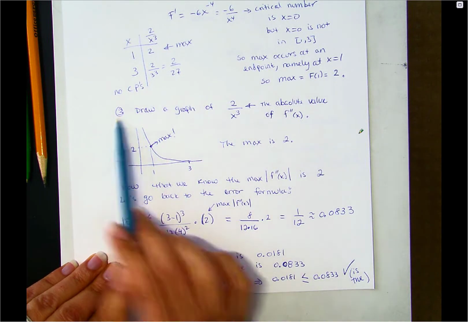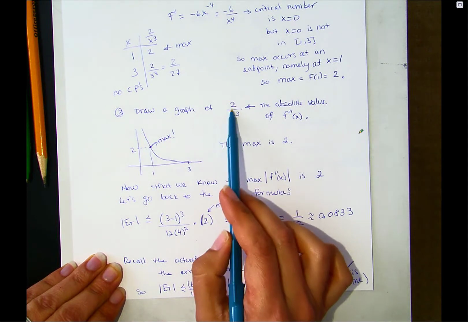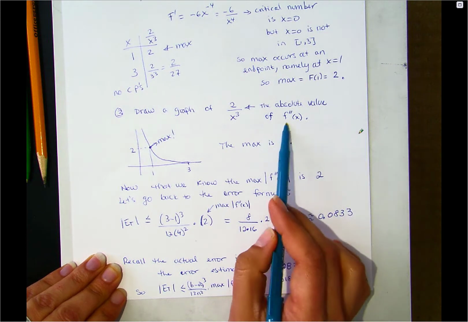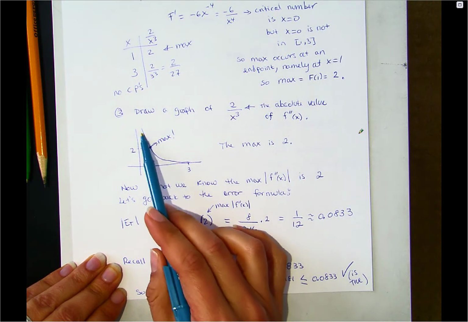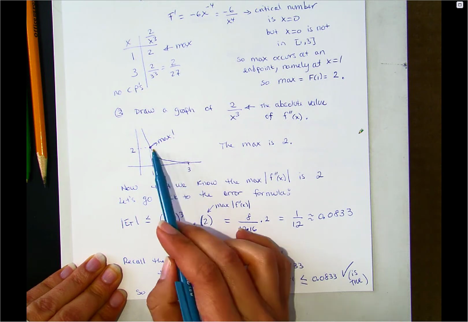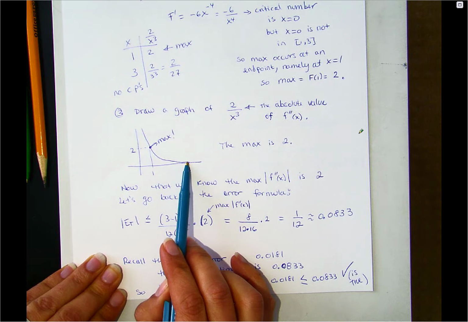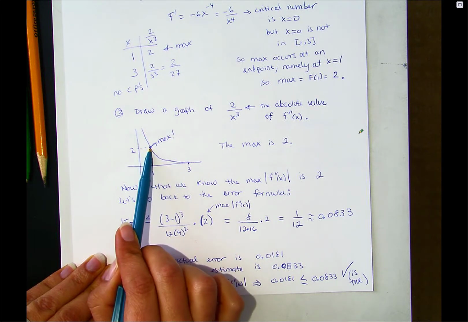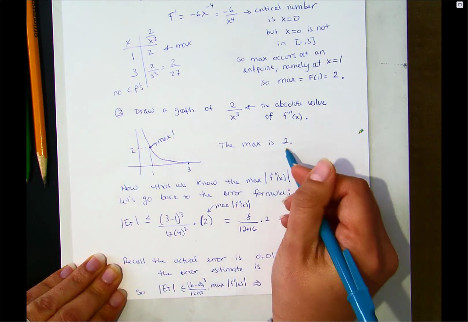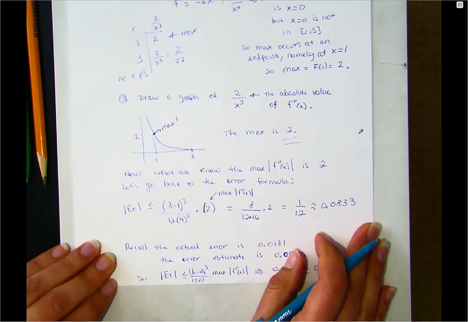Now, draw a graph. The third way is draw a graph of 2 over x cubed, the absolute value of the second derivative from the original function. And when I drew it on my TI-84, this is what I came up with. And notice that this function is decreasing, so the maximum is going to occur at the left endpoint, which is 1, and the maximum is 2. So all 3 ways we get that the maximum is 2.